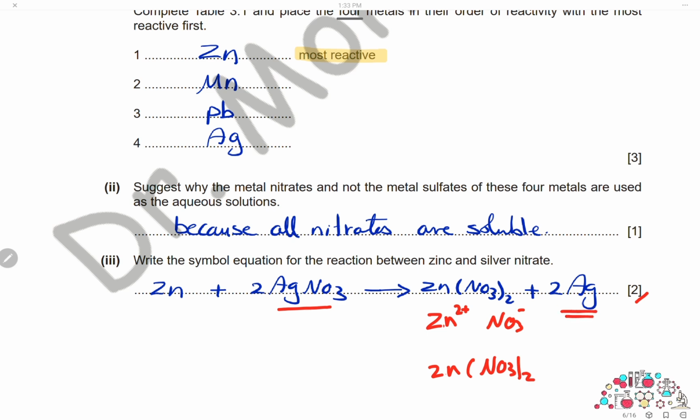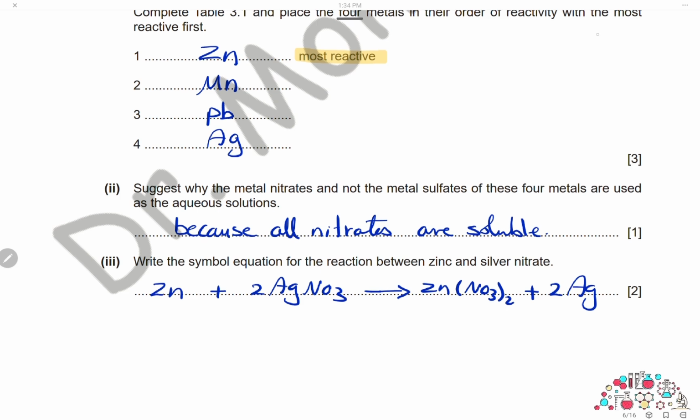And because zinc is more reactive than silver, it will displace silver metal. We have to balance the equation by adding 2 in front of silver nitrate, because we have 2 nitrates here, so we will add 2 here. Now we have 2 silver, so we will add 2 in front of silver.